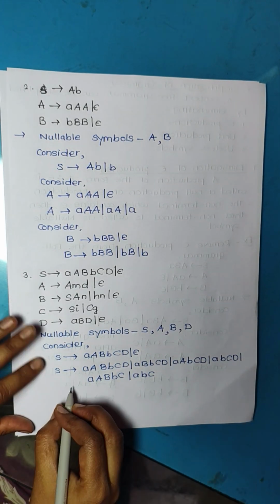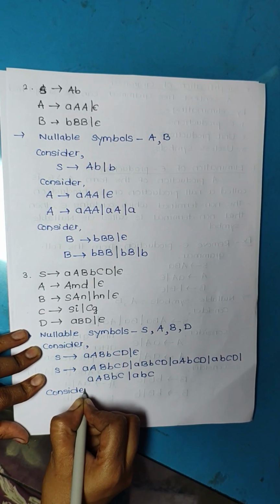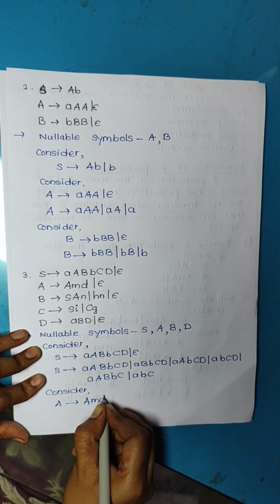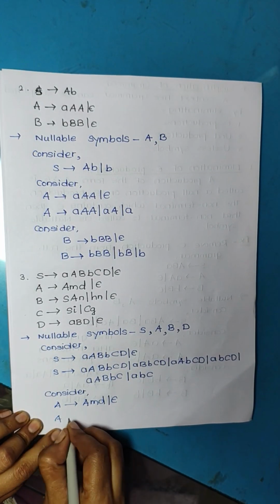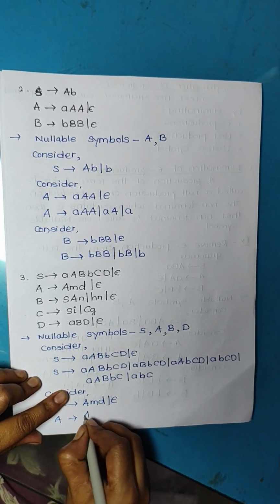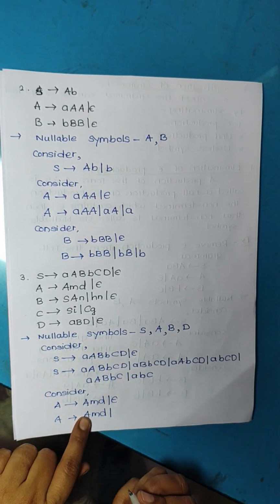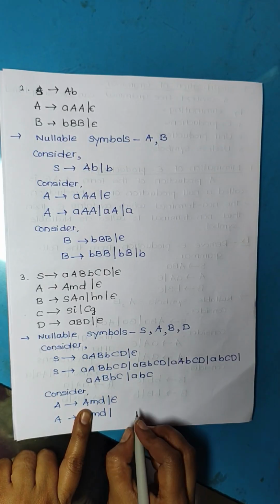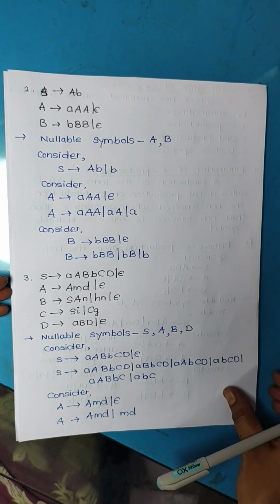Now, consider the second production, that is A gives AMD or epsilon. Here A is a nullable symbol. So write down the production of A as it is, and A is a nullable symbol. That's why instead of A, we have to replace epsilon. Then what will be the remaining? M, D will be remaining.